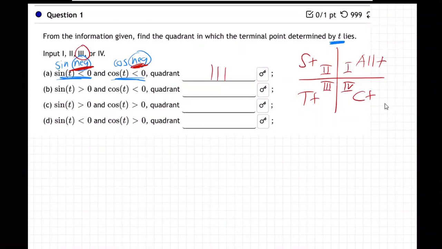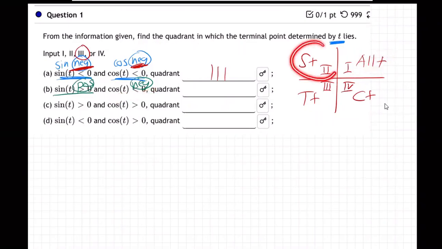Let's go on and try B. On B, they're telling me sine is negative. Again, oh no, not negative, positive, greater than 0. Greater than 0 is positive. So sine is positive and cosine is negative, less than 0, at least on my B. So where is sine positive and cosine negative? Do you see it? It's not quadrant 1 again because they're all positive in quadrant 1 and our cosine's negative.